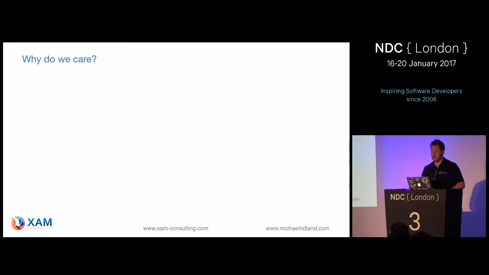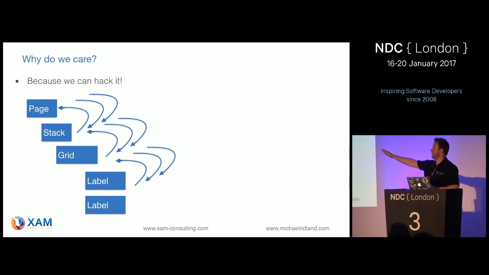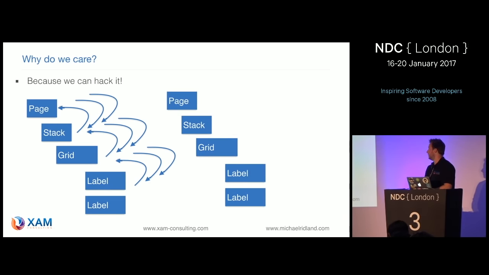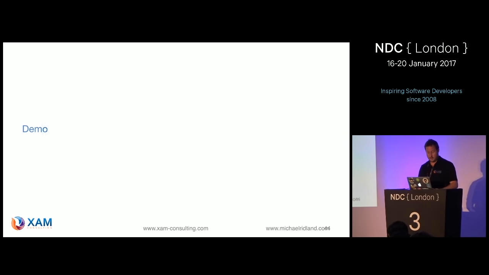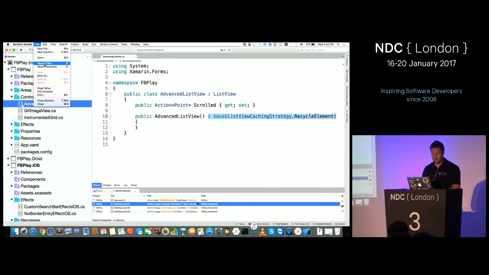So why do we actually care about what this does? Because we can hack it. You can see there are so many things going on there, which doesn't look very nice. You obviously don't want things like that happening in your application. So when a label changes, you can set it up so just this happens and it doesn't do a full layout of the whole system. I'm just going to give you a demo of that, if I can switch.